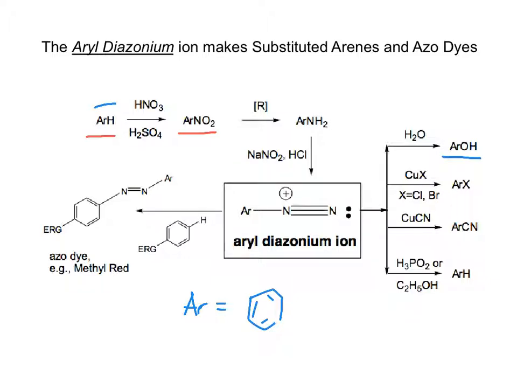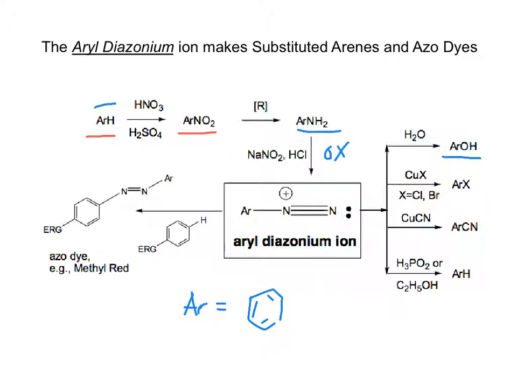So note that nitrobenzene is reduced to aniline, and then aniline reacts with NaNO2 and HCl to form the aryl diazonium ion. So stop the video and determine whether this reaction is an oxidation reaction or a reduction reaction. So this reaction is an oxidation reaction. Note that NaNO2 is an oxidizing agent, and note that we see the loss of H going from aniline to the aryl diazonium ion. Once the aryl diazonium ion forms, it can react with water to form phenol.